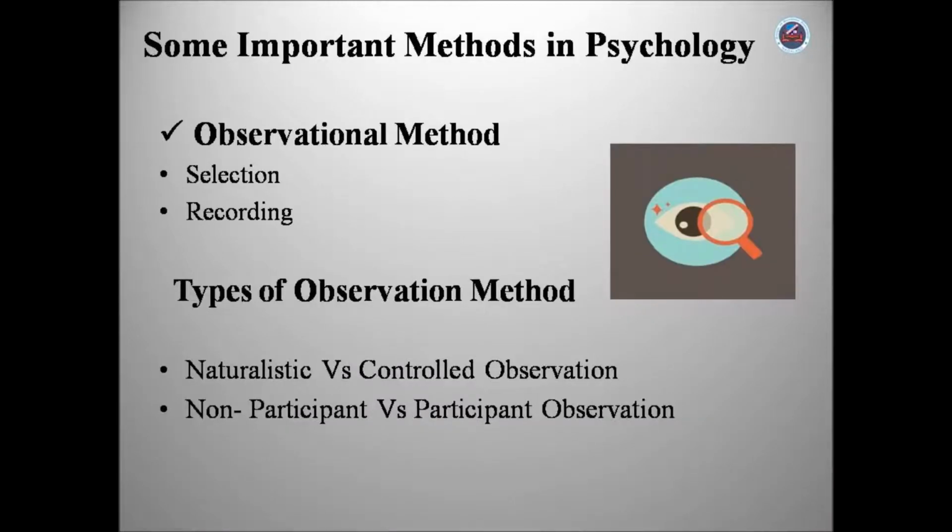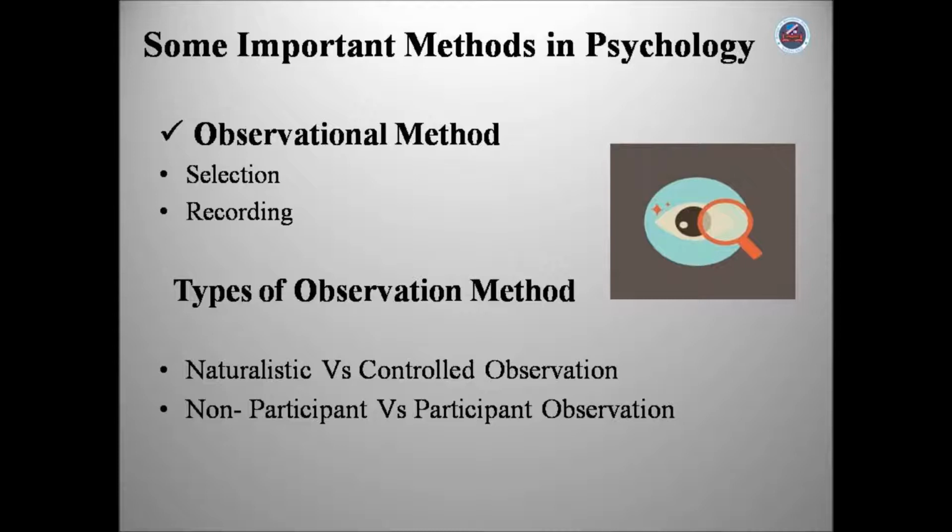Some important methods in psychology. When we talk about the methods in psychology, it involves observational method, experimental method, correlational research, and survey research. So in this slide, we will be first discussing the observational method, then the rest of the methods we will be discussing in the following slides. When we talk about the observational method, observation is a very powerful tool of psychological inquiry, and it has two effective methods of describing behavior, that is selection and recording.